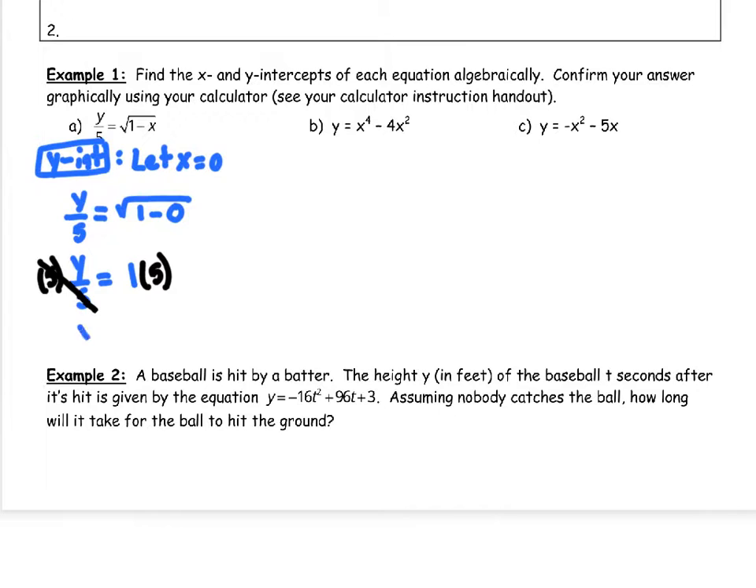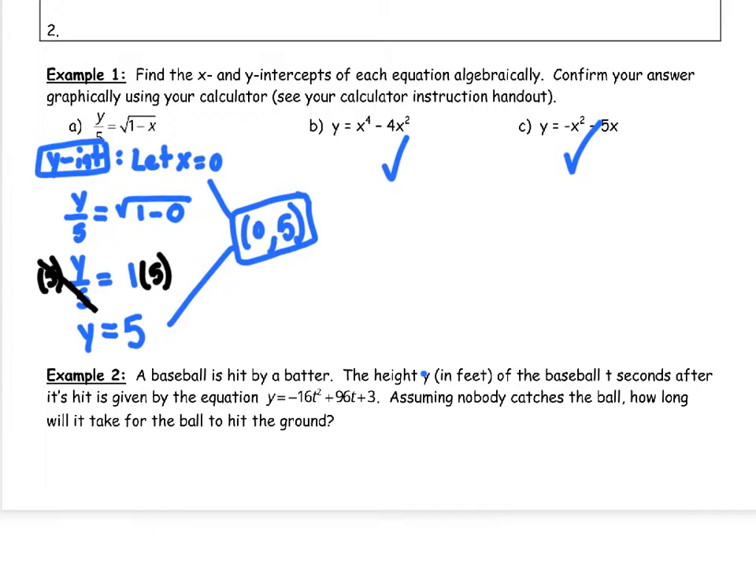So at this point, we've reached the end. y is by itself completely, and we get y equals 5. Now remember, we let x equal 0 to begin with, and we found y to be 5, so the point on the graph that we would be looking for would be the coordinate point (0, 5). So why don't you go ahead and please try example 1B and 1C, and we will check those in class tomorrow.